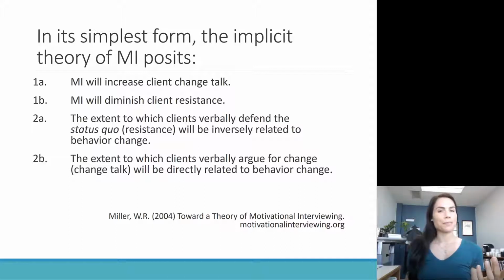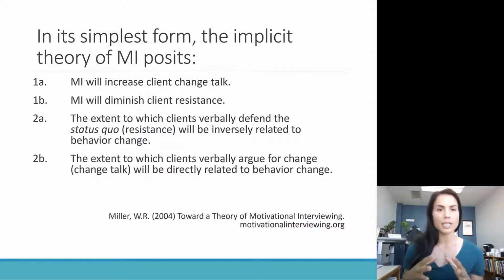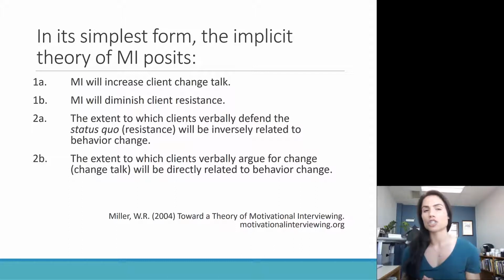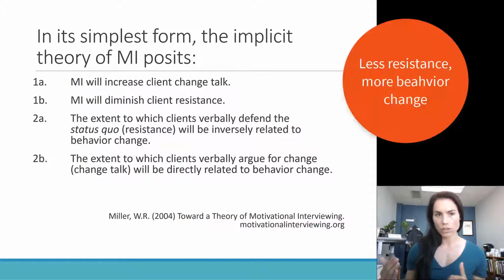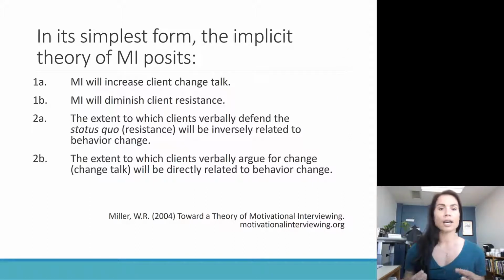So in its simplest form, the implicit theory of MI posits that MI will increase client change talk, which we'll talk about in a second. MI will diminish client resistance, we're hoping. The extent to which clients verbally defend the status quo, which is resistance, will be inversely related to their change behavior, or behavior change. So essentially, the less resistance they have, the greater the behavior change. And then the extent to which clients verbally argue for change, that change talk, will be directly related to behavior change. So the more change talk a client engages in, the greater that behavior change.